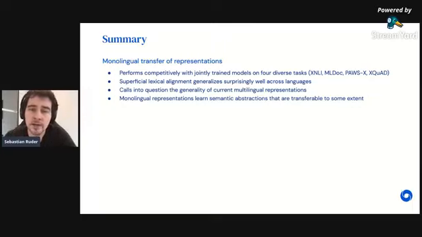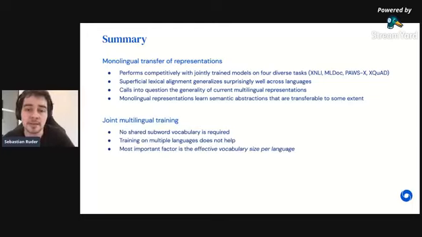So they might actually capture more general representations, or more language-agnostic representations, than we previously assumed. And now with regard to joint multilingual training, as I mentioned, having a shared vocabulary is actually not necessary in practice. Also, training in multiple languages does not in fact help. The most important factor really seems to be that you should have enough capacity in your vocabulary for each language that you're working with.